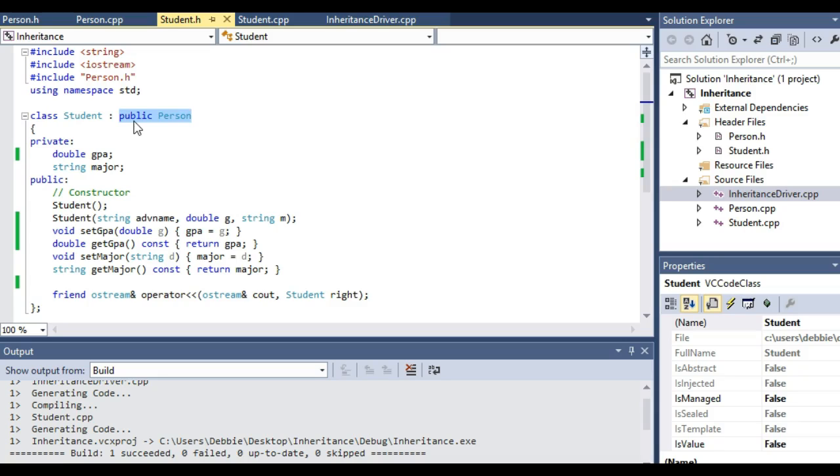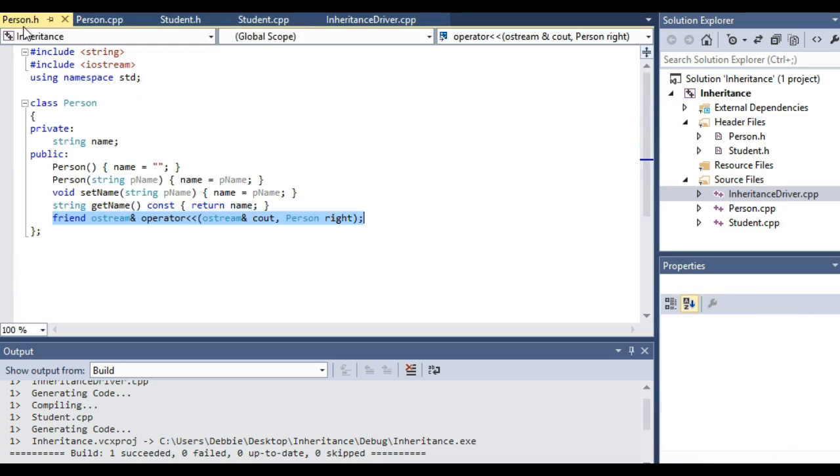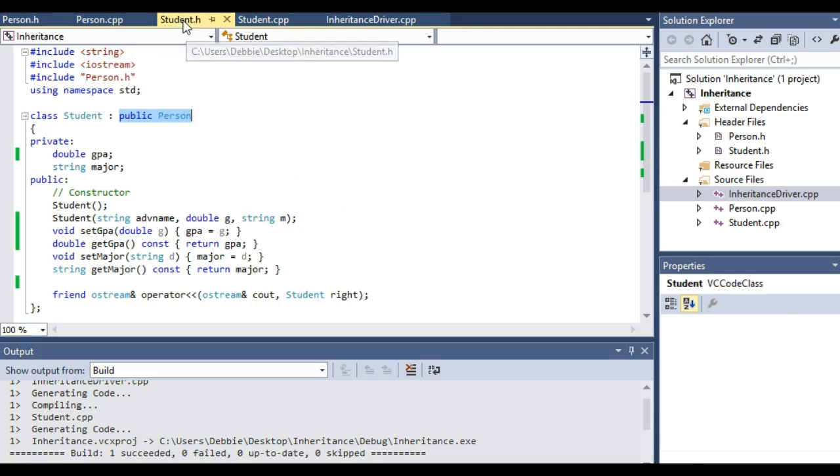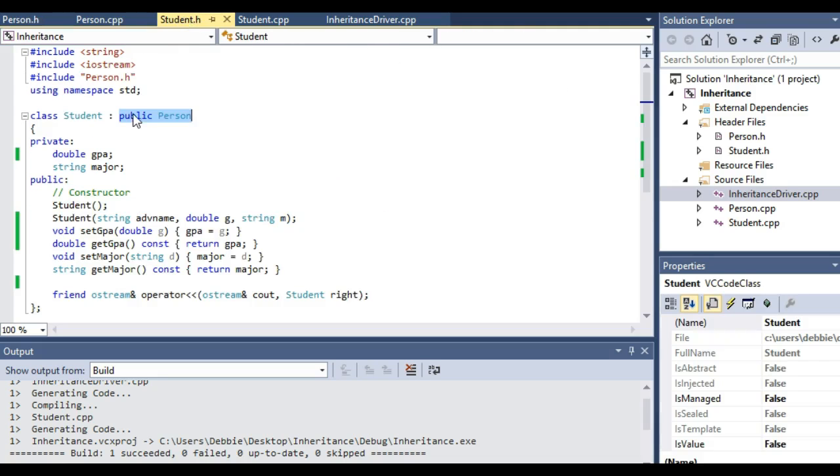That means all of the public members of the base class, right? These are the public members of the base class, are going to be public in the derived class. That's the most common way to do that. If you put private there, then that means everything will get inherited as private, and it's kind of hard to use things that are private because you don't have access to them.